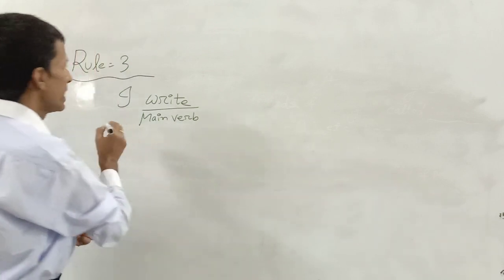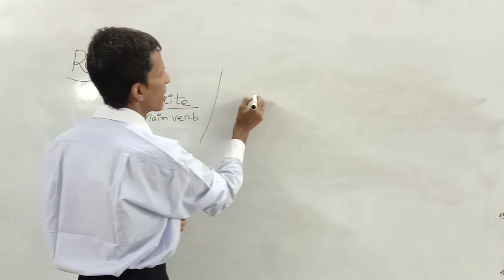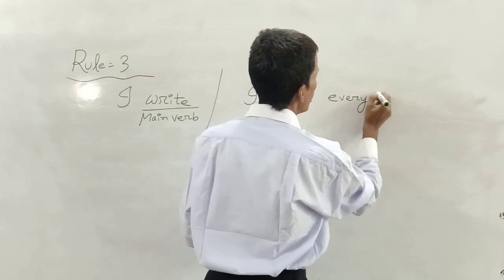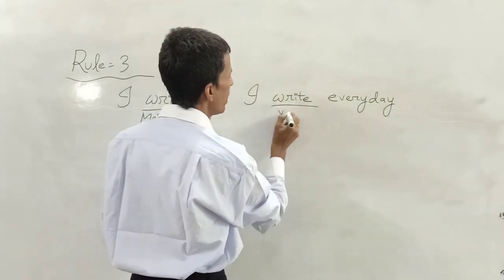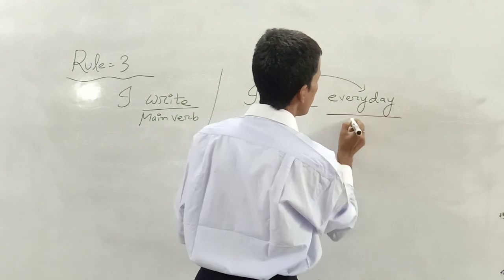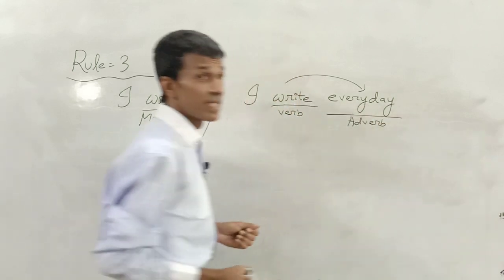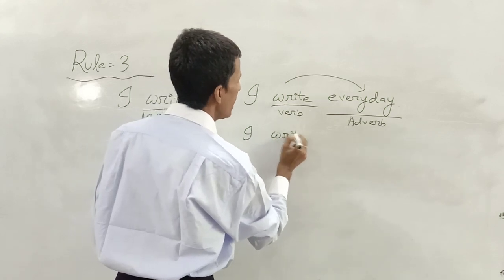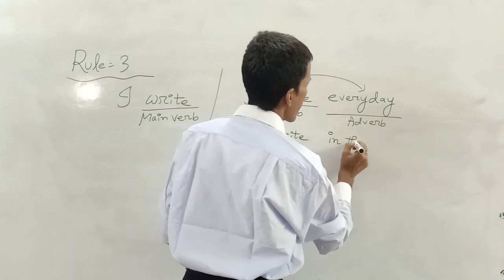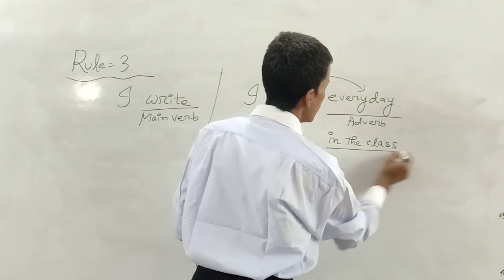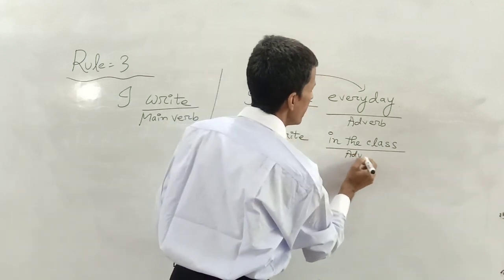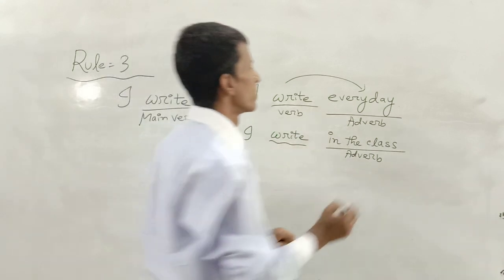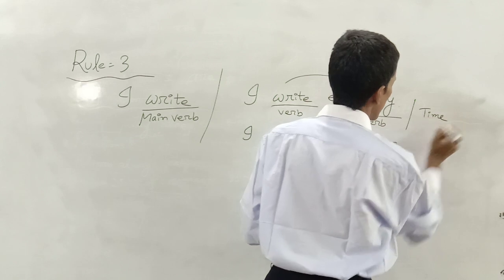Now if I complete the sentence by using adverbial object, I write every day. Here write is main verb and every day is adverb, because this word indicates the time of performing this main verb. In the next example, I write in the class. This is also adverbial object, that means it is also called adverb, because it is expressing the place of performing this main verb. Time, place.